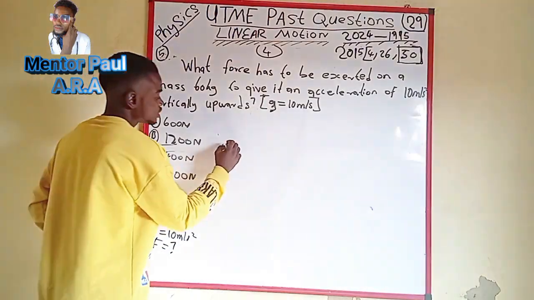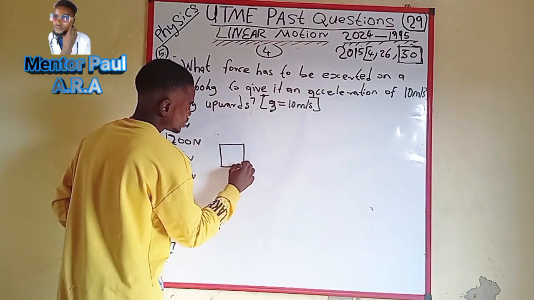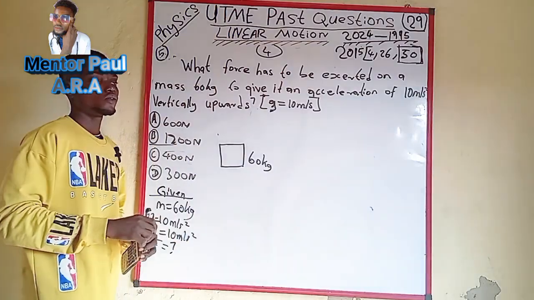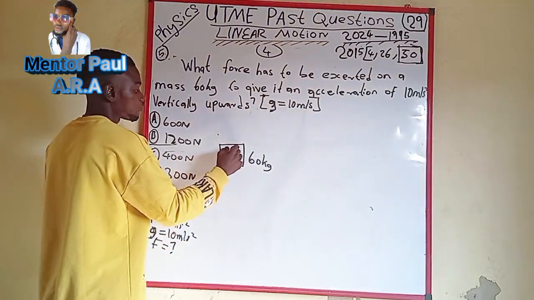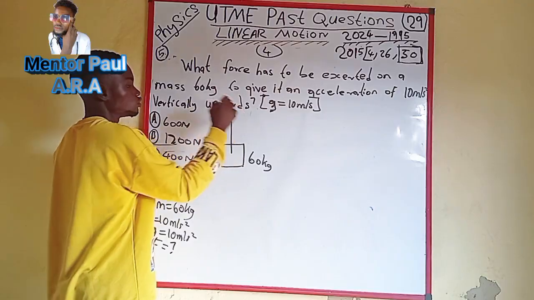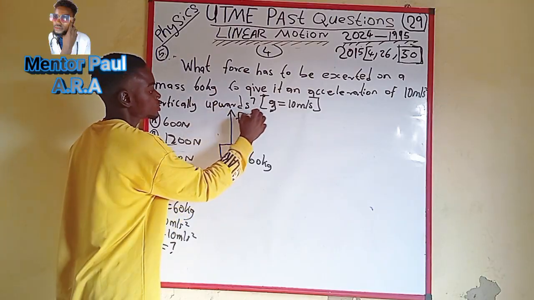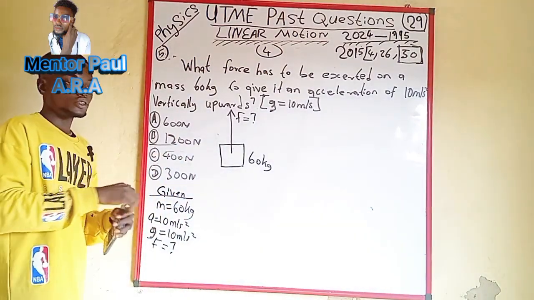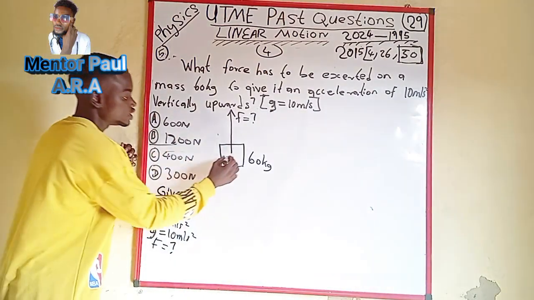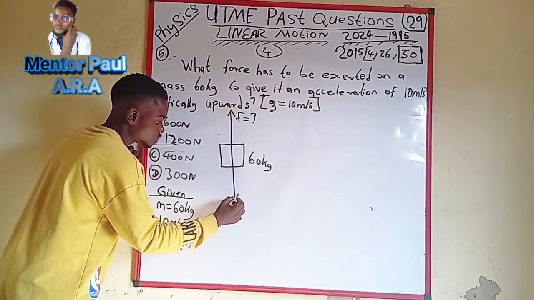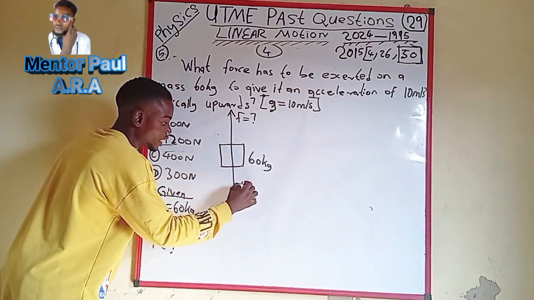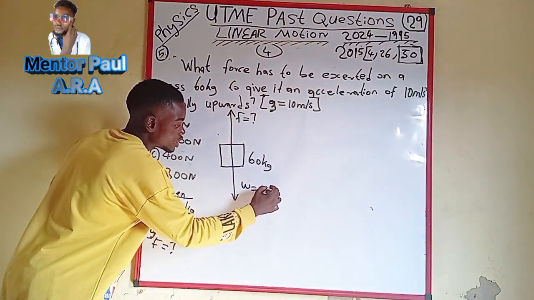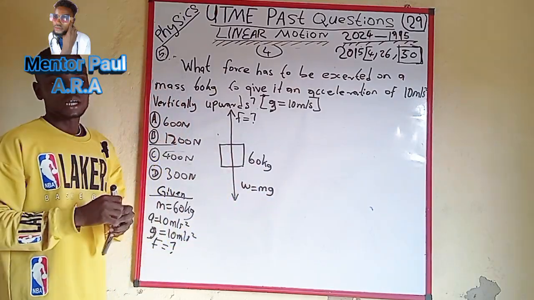Now let's analyze this. Let this be the body. This body has a mass of 60 kilograms. Now we want a force that is going to make this body move up. And that force is unknown. If this body is moving up, another force is going to pull it down, which we call the weight of the body. So there are two forces acting on the body. This one is pulling it down, known as W. The weight of the body is equal to the mass times acceleration due to gravity.